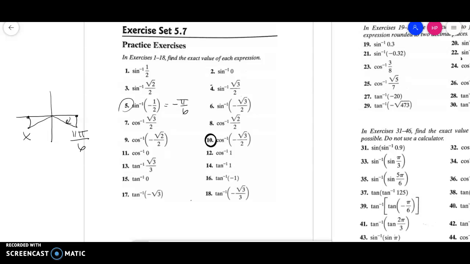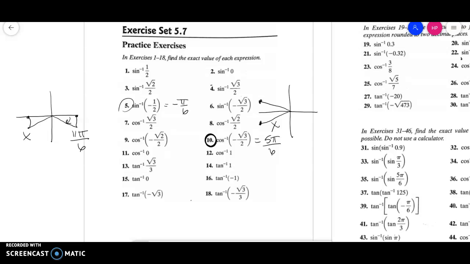My cosine inverse of -square root of 3/2. So again, this is going to happen in my second and third quadrant, but I'm not going to use the third quadrant. So if you find -square root of 3/2 on the calculator, or I'm sorry, on the unit circle, it's 5 pi/6. My answers for the cosine inverse have to be between 0 and pi. And so I don't have to adjust my 5 pi/6. That one's a little bit easier.